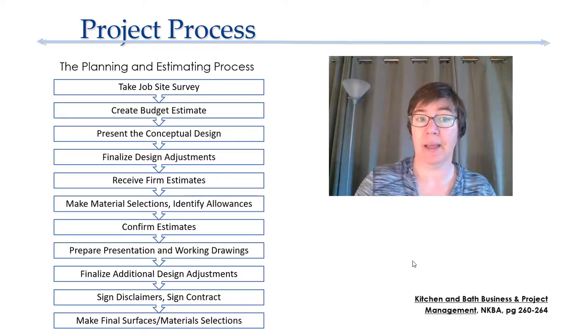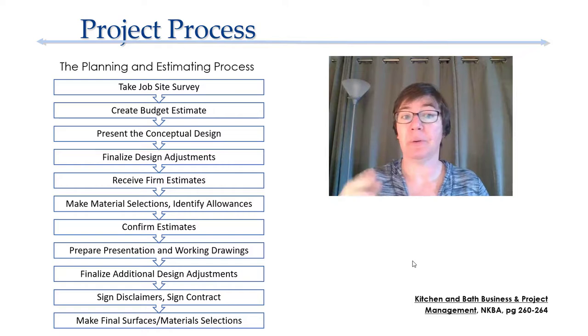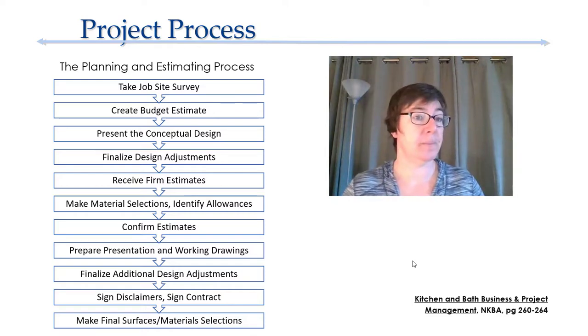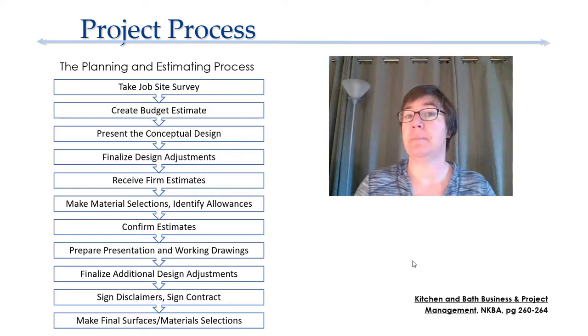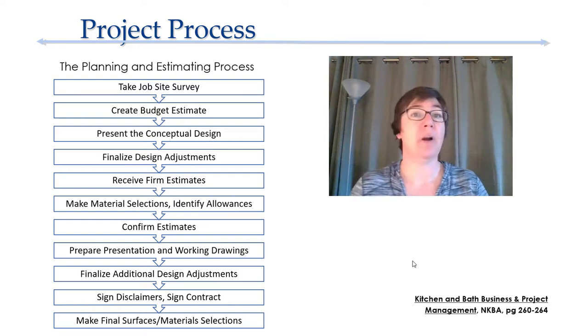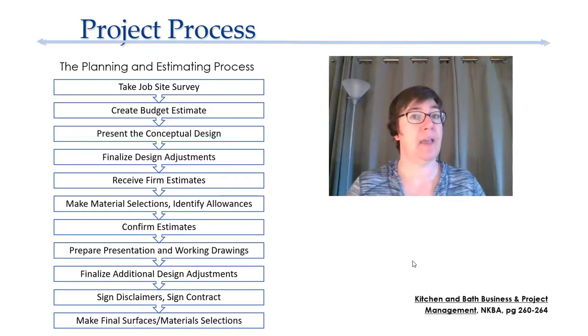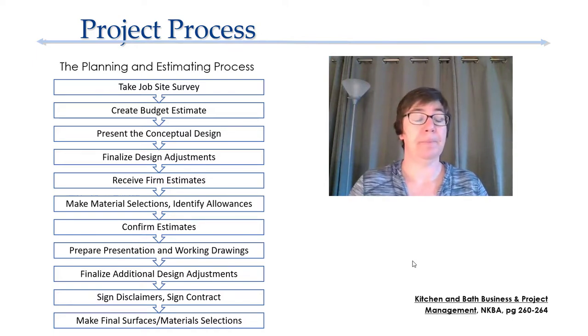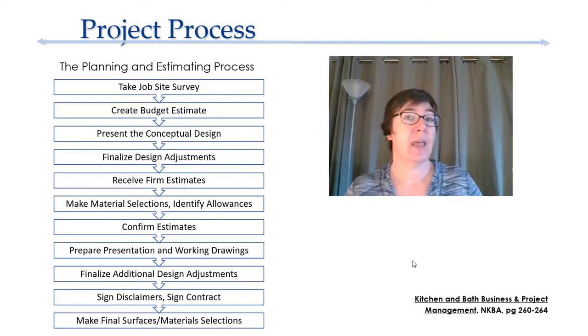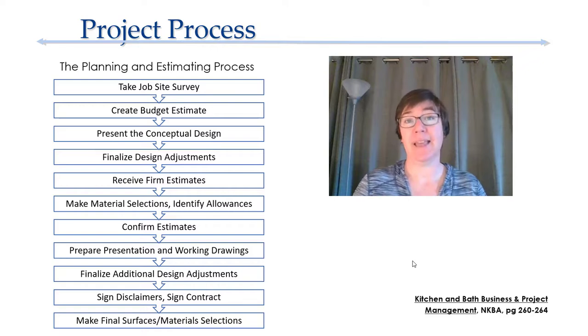You'll finalize that design. You'll finalize or get more firm numbers for your budget. The next step is to make some material selections and, again, get even harder numbers for those budget estimates. Next, we're moving into the construction documents phase. If we're talking about those AIA phase names, prepare your presentation and working drawings. Moving into the construction administration phase of those AIA phases, you're going to sign some contracts and make some final material selections.